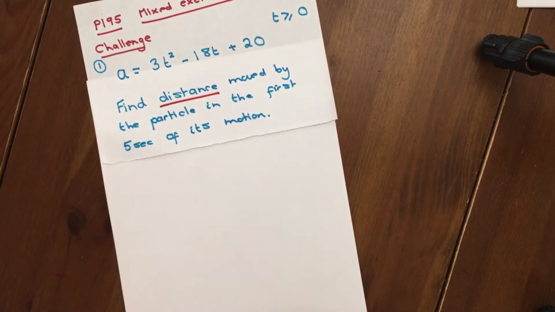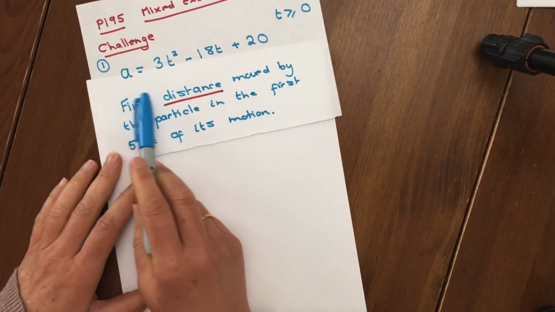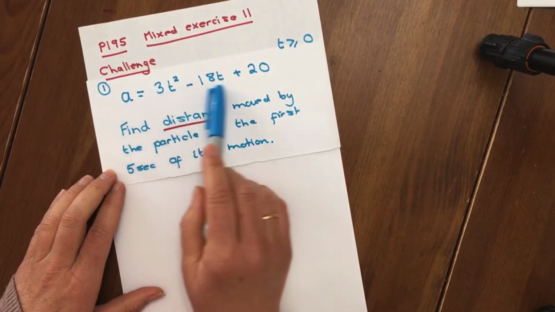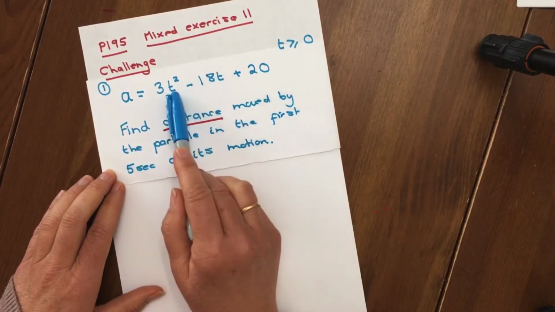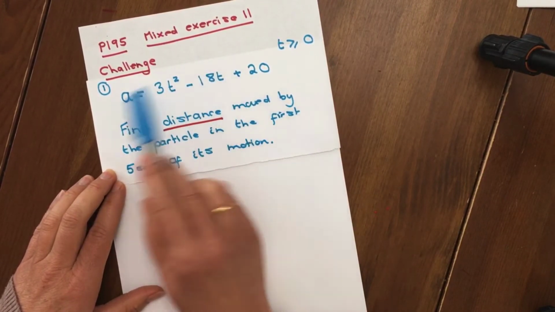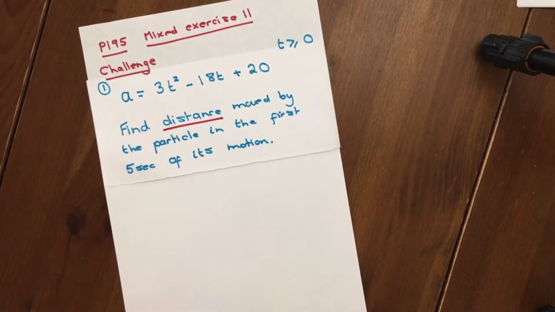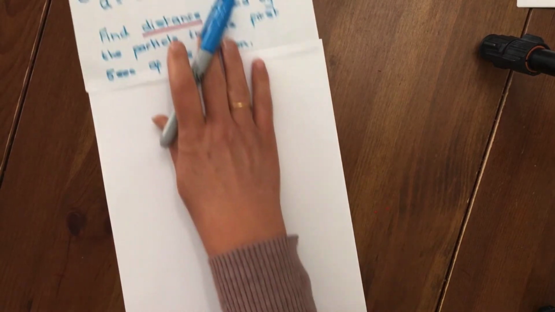So we know the connections between acceleration, velocity and displacement. I can see this is not a SUVAT equation because this acceleration is not constant, it's changing as time is changing. So I can't use the SUVAT equations. So I do have to use calculus, I do have to use integration here.